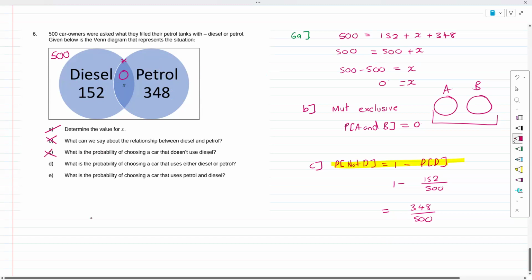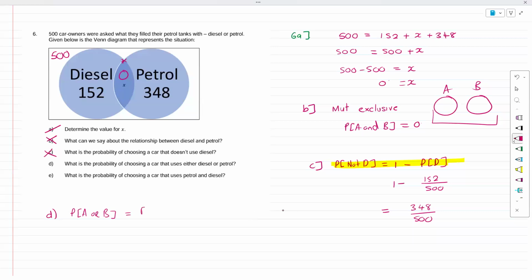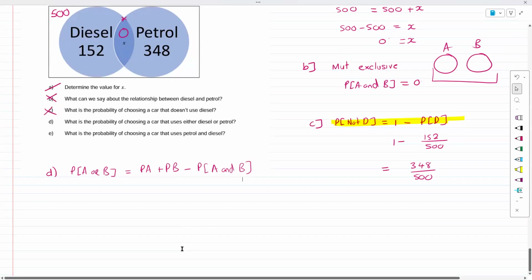Okay. Question D. The probability of choosing a car that uses either petrol or diesel. Now, probability of A or B, we know this formula already, is equal to the probability of A plus the probability of B minus the probability of A and B. But technically, we know it's 100% because cars have to use petrol or diesel. This was created like in 2008. So I don't think electric cars were there at that point. Now the circle could be a little bit different with the electric cars.